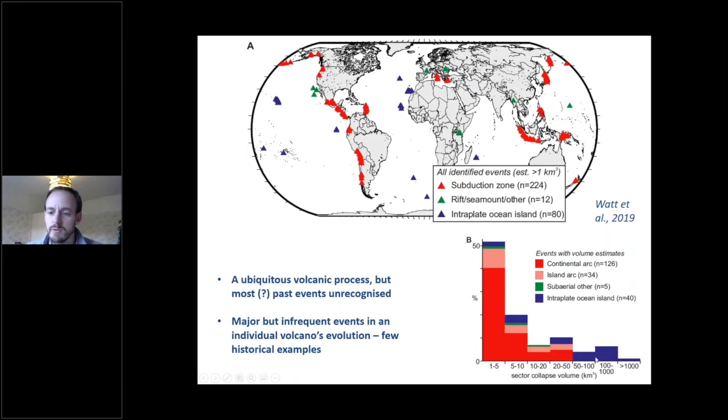So the graph at the base just gives you an idea of the types of volumes, and you can see that these very extreme events, although they might be of interest certainly in terms of their scale, what is much more typical is events on the order of 1 to 10 cubic kilometers.